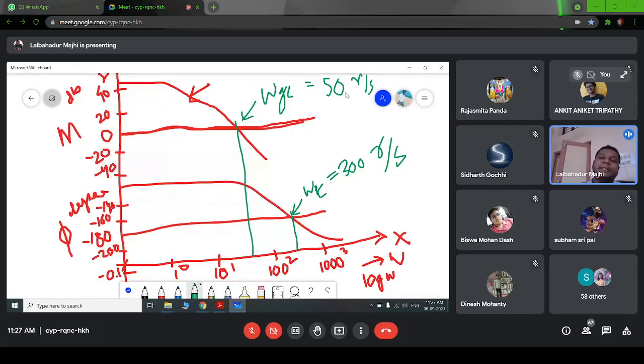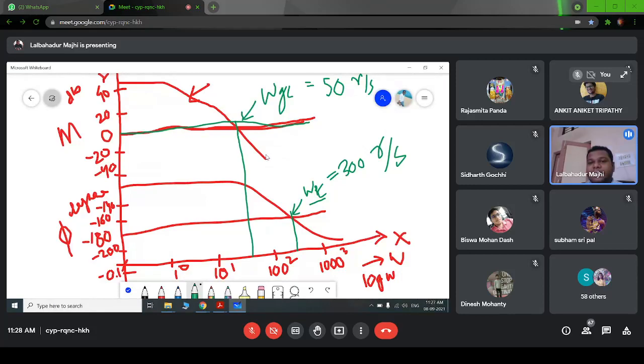Similarly, the omega GC is 50 radian per second. So we can say at the frequency of 50 radian per second, the magnitude plot is intersecting the 0 dB axis, the 0 dB line. Similarly, at 300 radian per second, this phase plot is intersecting the minus 180 degree line. So this will be our phase crossover frequency.